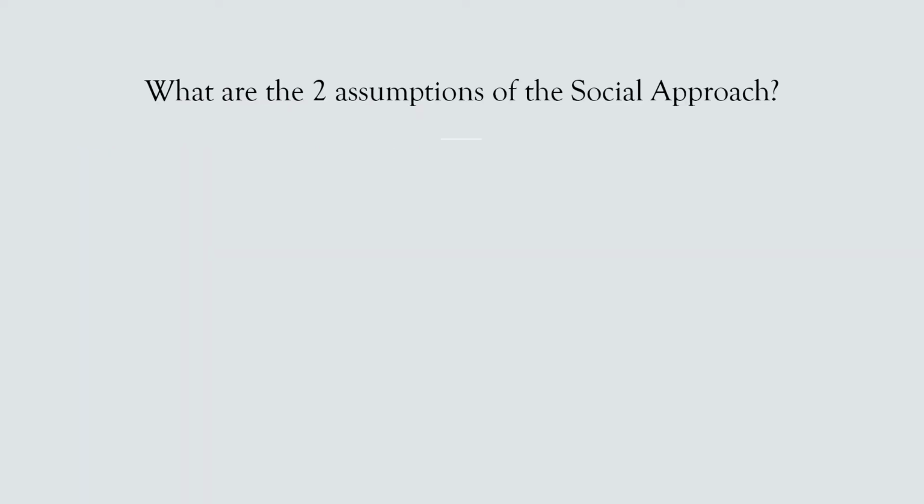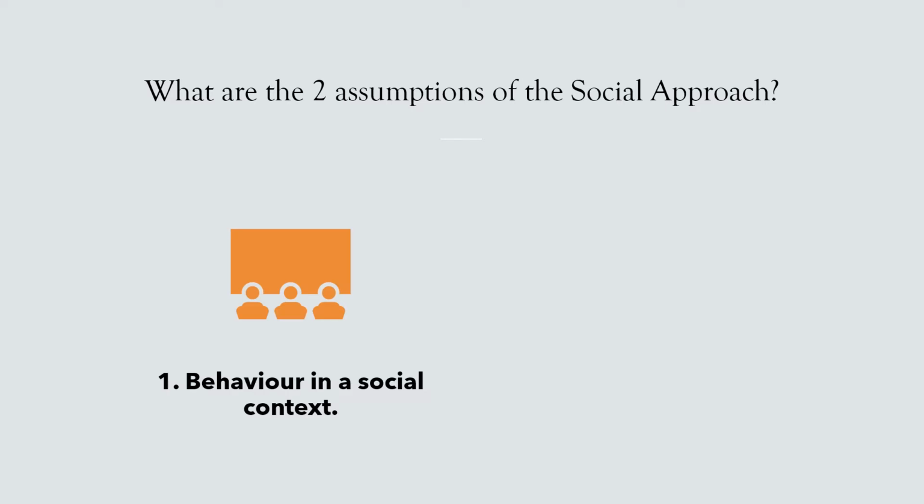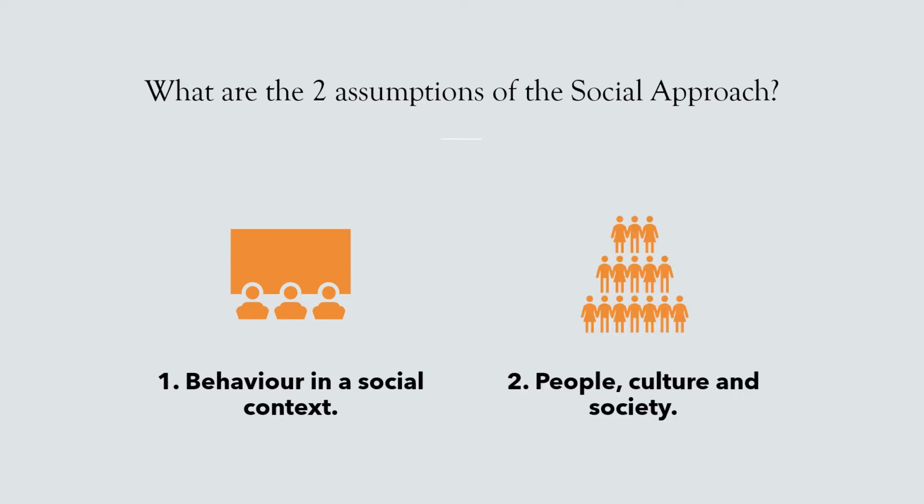What are the two assumptions of the social approach? Now, this will seem like we did it ages ago because it was ages ago. So pause me if you need to have a think about it. Number one assumption is that of behaviour in a social context. So humans are social animals and we need people around us, and people really influence what we do. And number two is people, culture and society. So we behave in ways related to our stereotypes, related to the expectations of the culture and the society that we belong to.